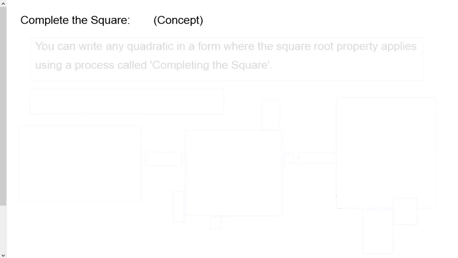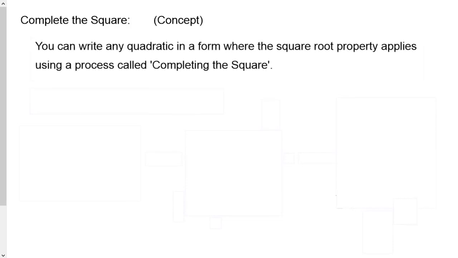All right, so the process of completing the square. This is one of the most important processes we have for dealing with quadratics. You can write any quadratic in a form where the square root property applies using a process called completing the square. The square root property problems were all fairly easy to solve, so if you can write all of those in a form that they're solvable by the square root property, that's a good thing.